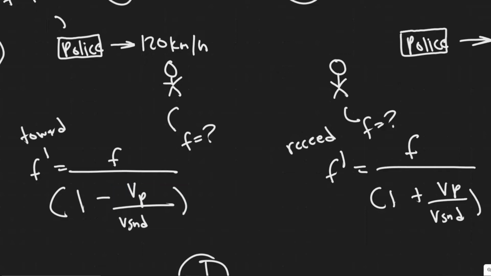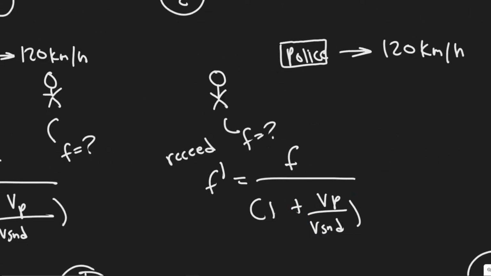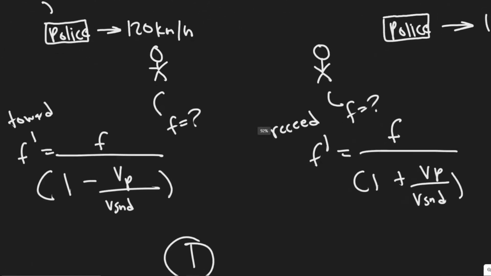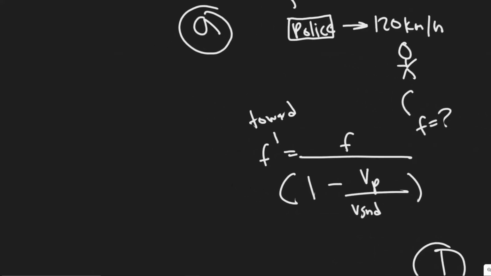Because if the denominator is smaller than 1, the value increases. Now for this one, if the denominator gets bigger, the value will decrease, right? Because if you divide by something greater than 1, your value decreases. So when it goes away, you actually hear a lower frequency. So hopefully that makes sense. Let's go ahead and plug these in.